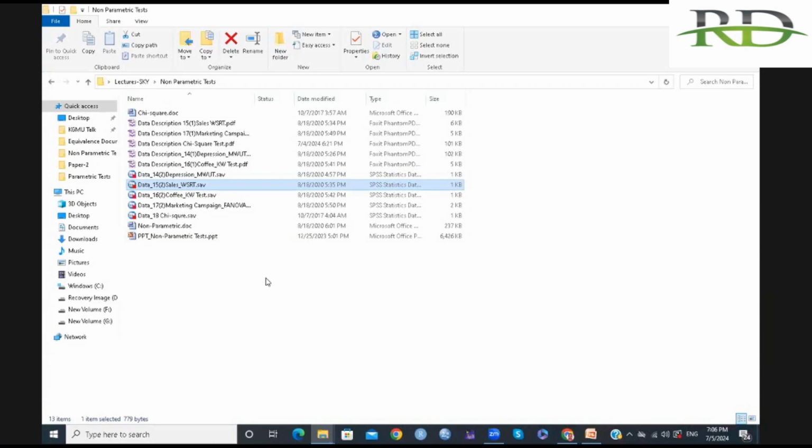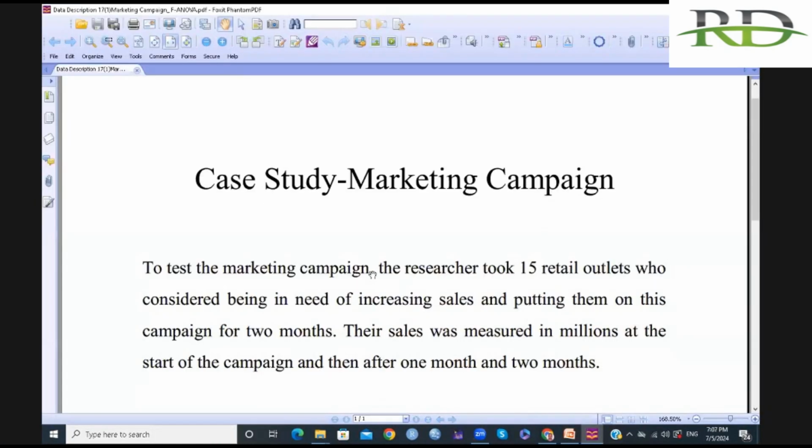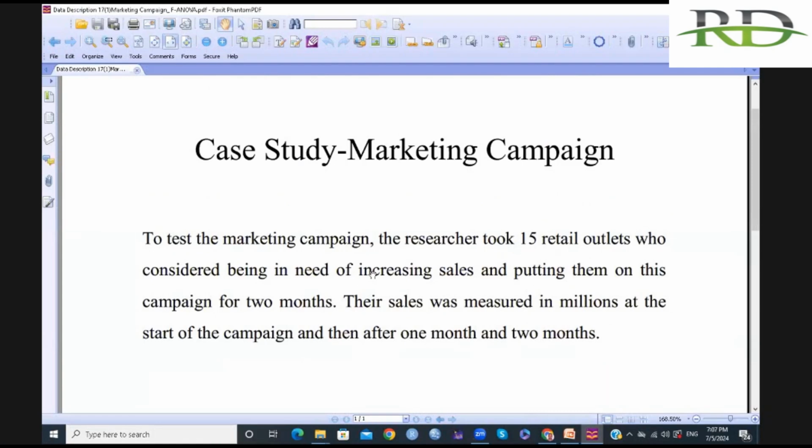Now we come to the repeated measure ANOVA equivalent non-parametric test, and that is Friedman ANOVA. So let us do this for the marketing comparison. Here we have marketing campaign data. To test the marketing campaign, the researcher took 15 retail outlets that were considered to be in need of increasing sales and put them on this campaign for 2 months.